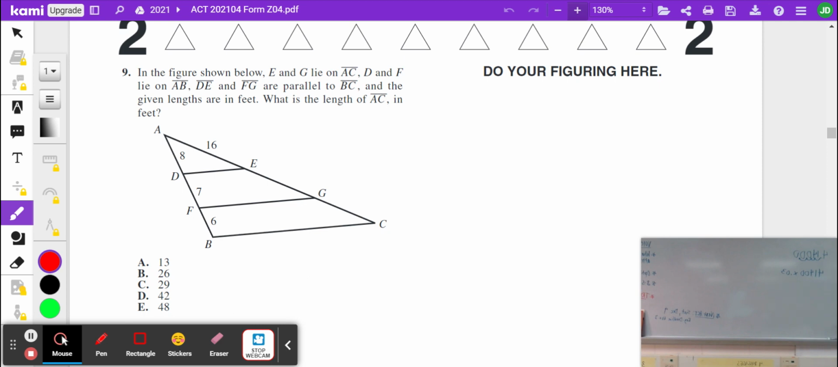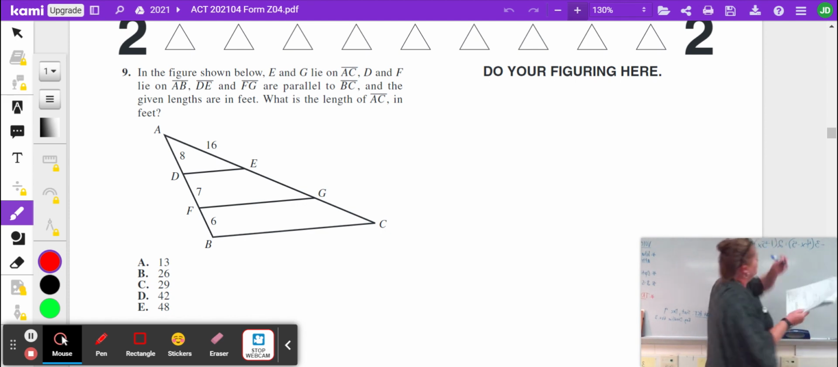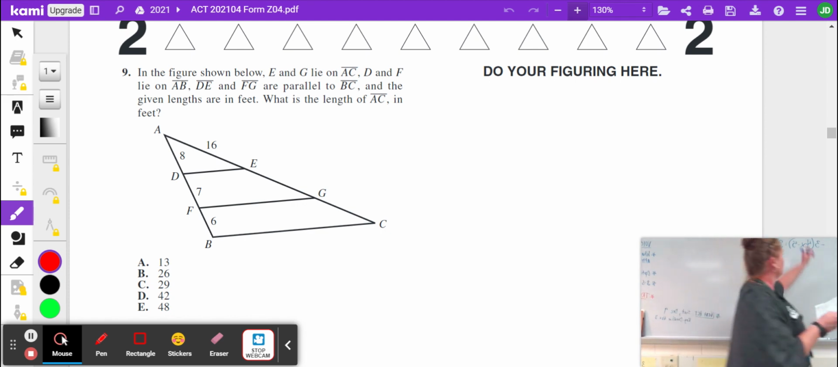Question 16. What value satisfies the equation? Let's solve an equation. We need a board that goes all the way around the room. Okay, let's just review.